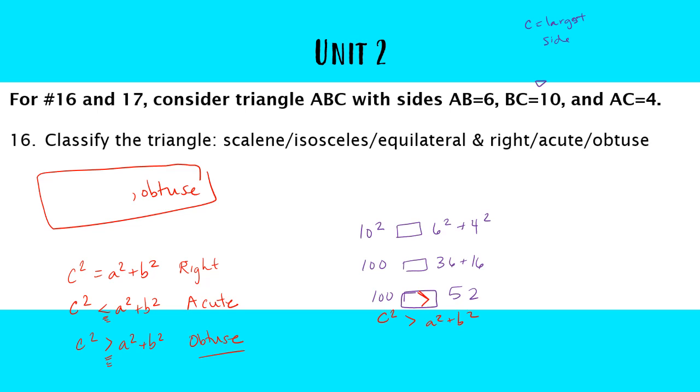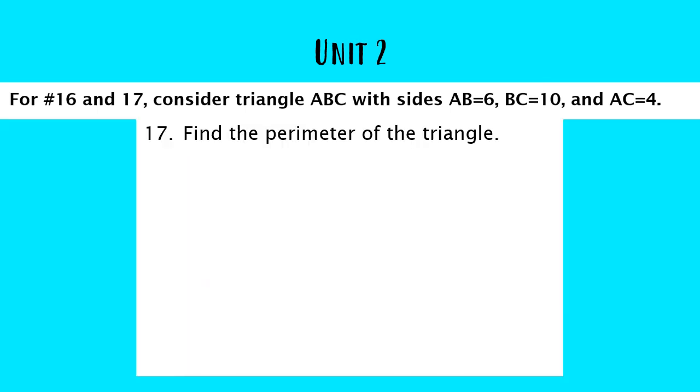For numbers 16 and 17, we're using the same triangle as the last problem, and it says you have triangles A, B, and C, and find the perimeter. So perimeter means to add up all the sides, and since we have a triangle, there are 3 sides together. So if we need to add together our 3 sides, all we need to do is take the 6 plus 10 plus 4, and you get that the perimeter of this triangle is 20. It's a very easy problem.